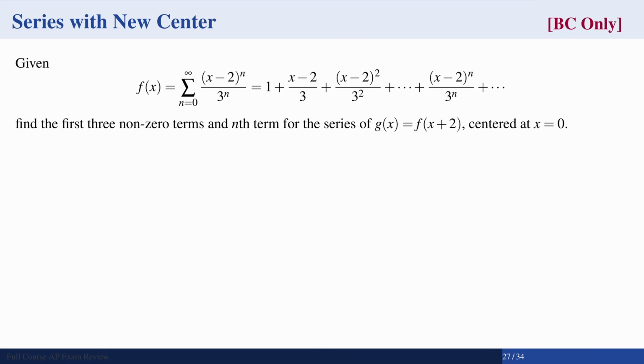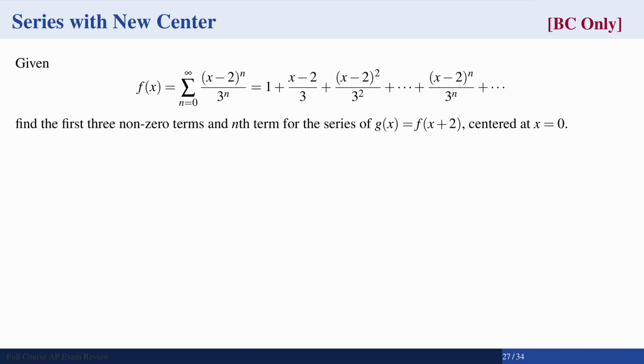You're sometimes going to be asked to find a series that has a new center. So say we're given this series, which is definitely centered at x equals 2. We want to find the first 3 non-zero terms and the nth term for the series for g of x, which is f of x plus 2. And then the question says our series will be centered at 0. Do not worry about that. Every time they ask you to do that on the AP exam, you're just going to end up getting exactly the center that they asked for by doing a composition.